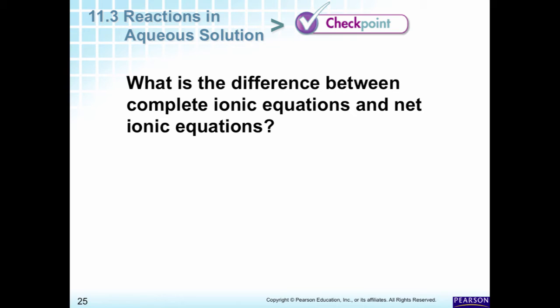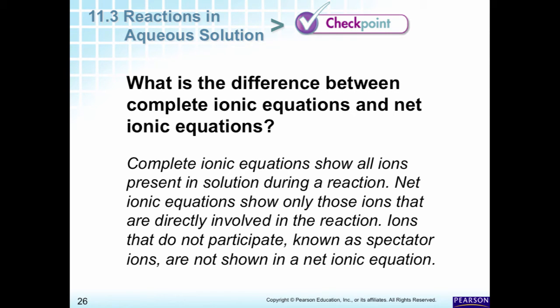Okay, what is the difference between complete ionic equations and net ionic equations? I'm not going to ask you this on camera, so play pause it. Think about it for a second. Okay, all the ions are shown in a complete ionic equation. Only the ones that are directly participating in the reaction are shown in a net ionic equation. No spectator ions.